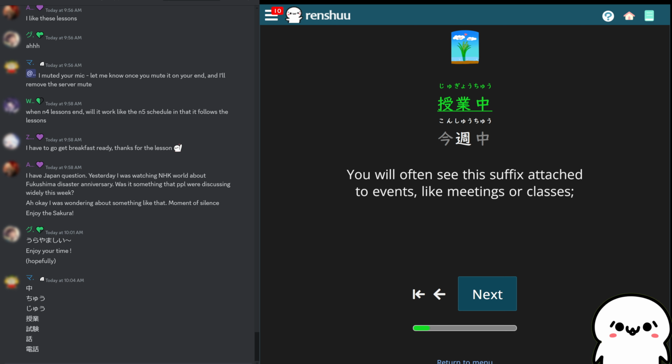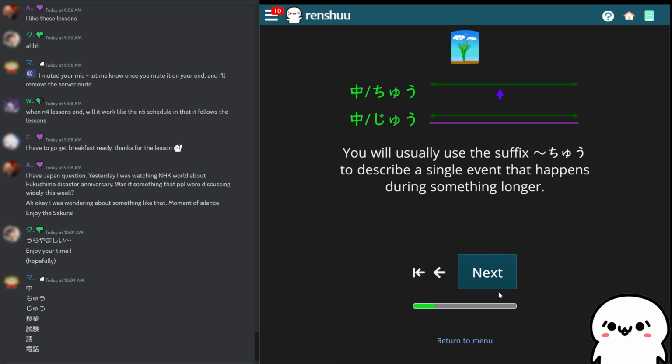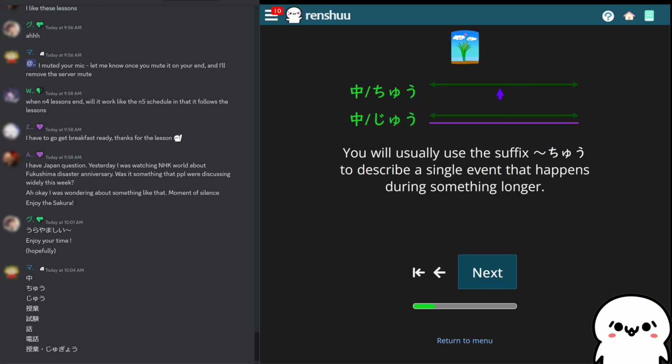It can also be attached to words that refer to time themselves. So you can say konshu chu, referring to sometime during this week. Now, here's the big thing. The most important thing that we're going to talk about for the next 30 minutes is how to tell these two apart. Hopefully these lines will help you a bit. Basically, let's go to the first example that we had up above, jugyo.